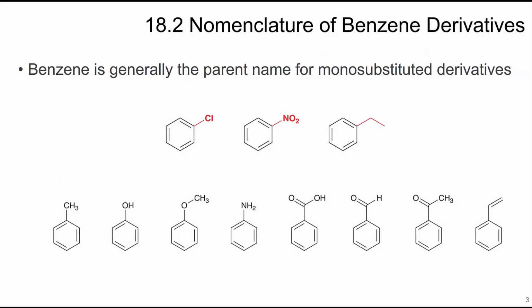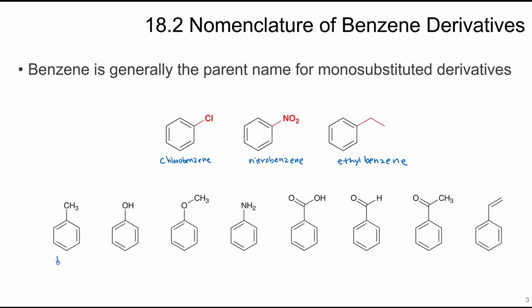Benzene is generally the parent name for derivatives that have one substituent. So for this one here with the chlorine, this is chlorobenzene. With a nitro group is nitrobenzene. And if you have an ethyl group, this is ethylbenzene. And then there are these down here, these compounds that have common names.